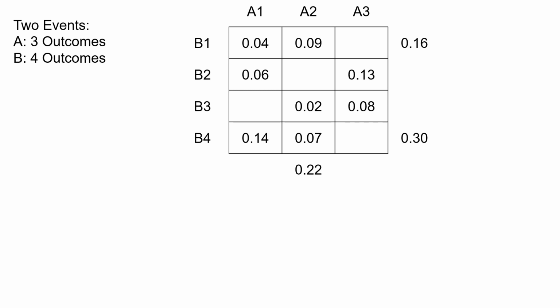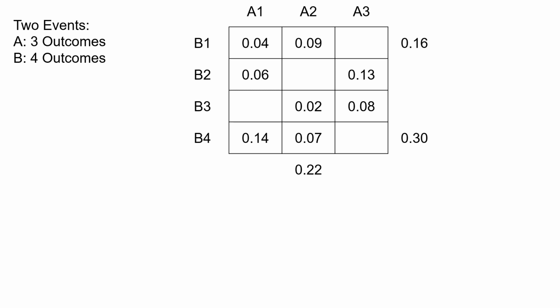We can establish a joint probability table that gives a probability of each outcome of A with each outcome of B. So you can see on this table that the probability of A1 and B1 both occurring is 0.04. And the probability of B1 and A2 occurring, the joint probability there, is 0.09. We also are given in this problem that the total probability of B1 occurring is 0.16.